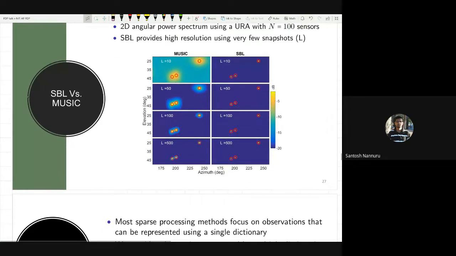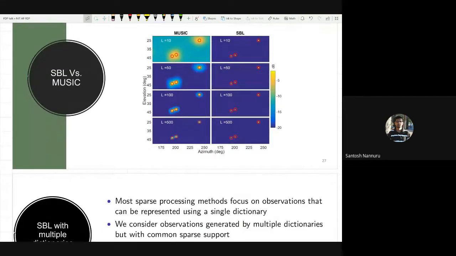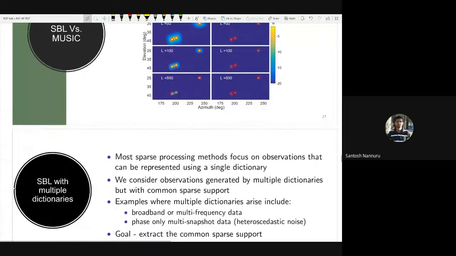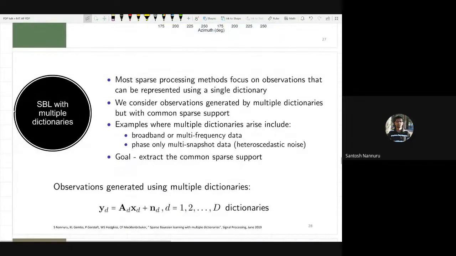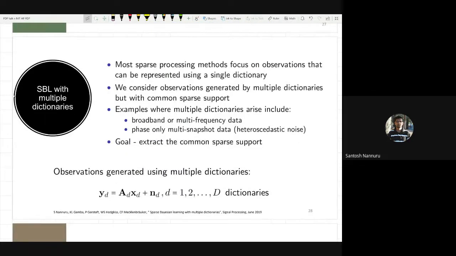Okay. Any questions so far? Otherwise, I will move to a discussion on a variation of SBL: SBL using multiple dictionaries.